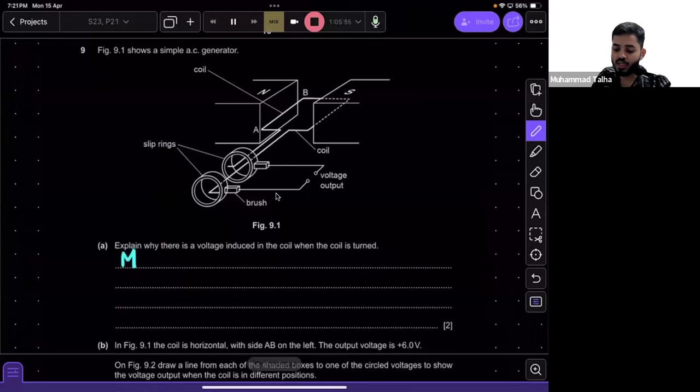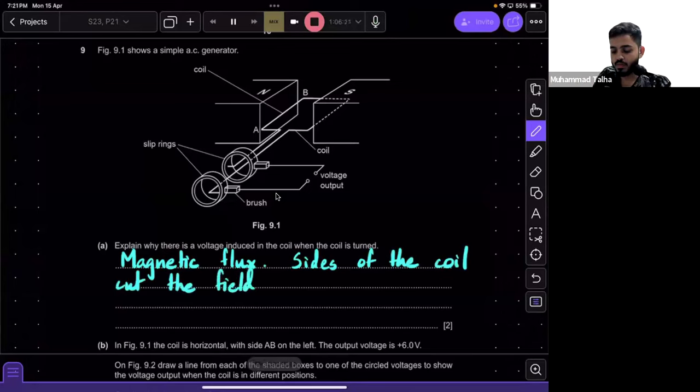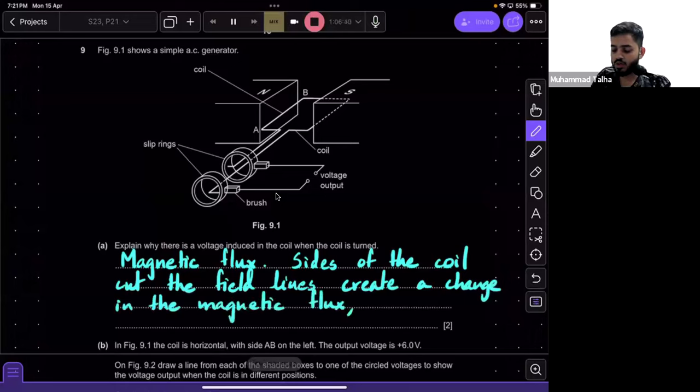First off, you will say that there is a magnetic flux. For any mention of magnetic flux, you get a mark. And then you can say two things: either the sides of the coil cut the field lines, or these create a change in the magnetic flux, which by Faraday's law induces an EMF.